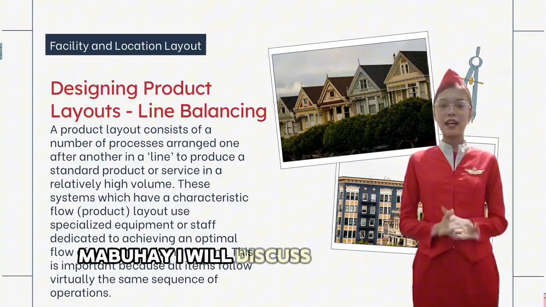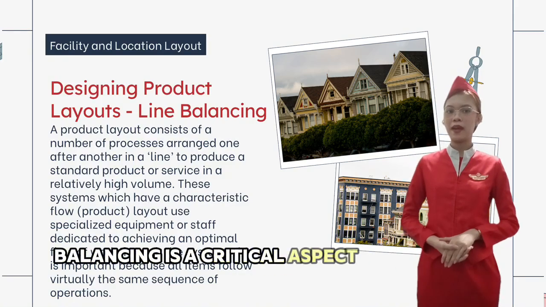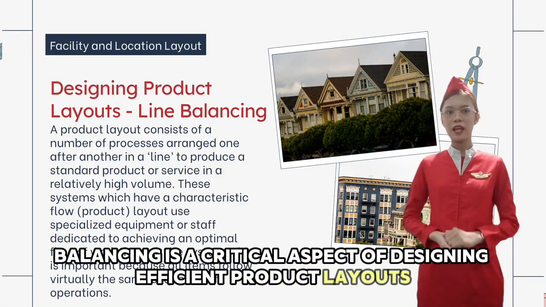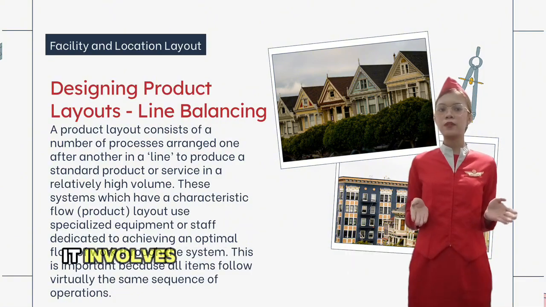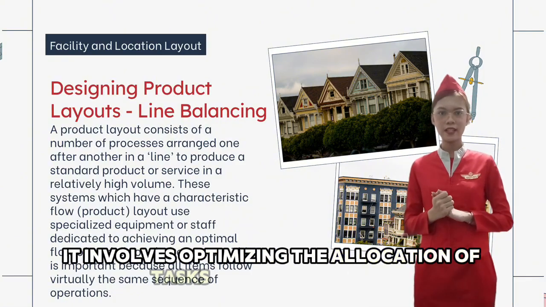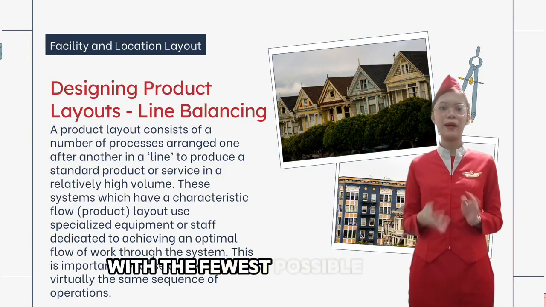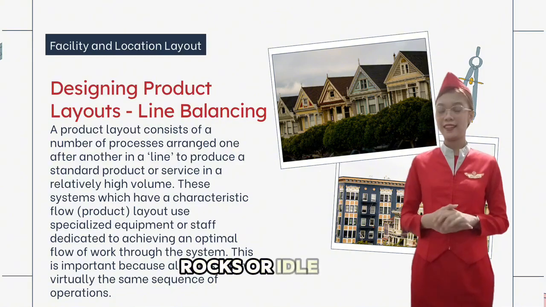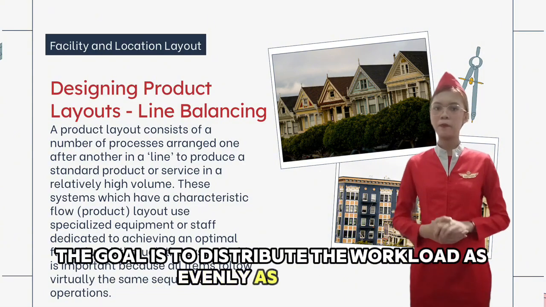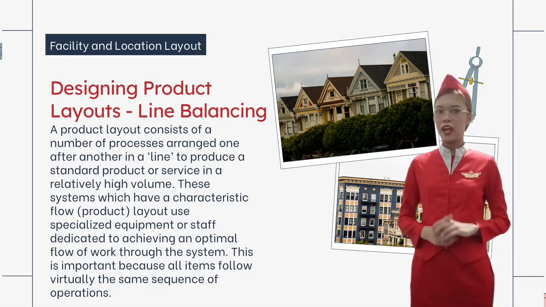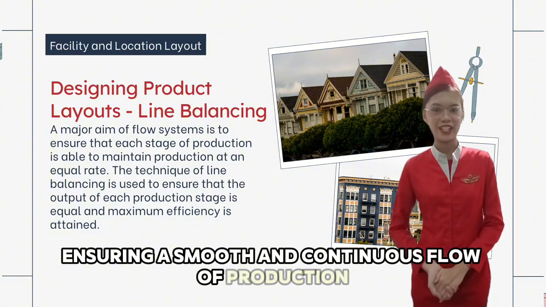Mabuhay! I will discuss line balancing. Line balancing is a critical aspect of designing efficient product layouts, especially in manufacturing or assembly environments. It involves optimizing the allocation of tasks to workstations to achieve the desired production rate with the fewest possible bottlenecks or idle time. The goal is to distribute the workload as evenly as possible among workstations, ensuring a smooth and continuous flow of production.